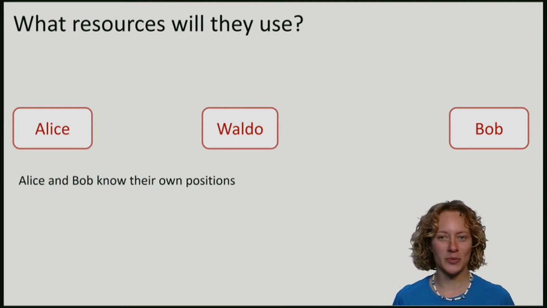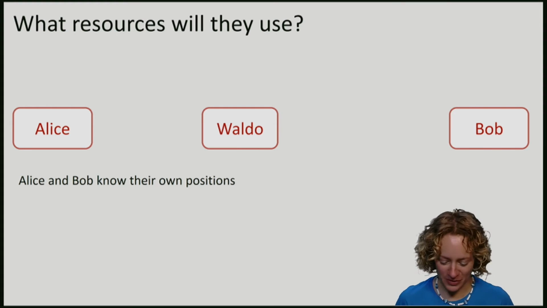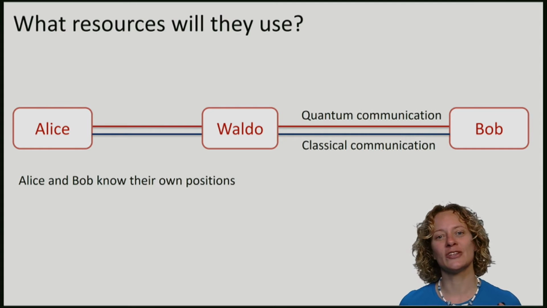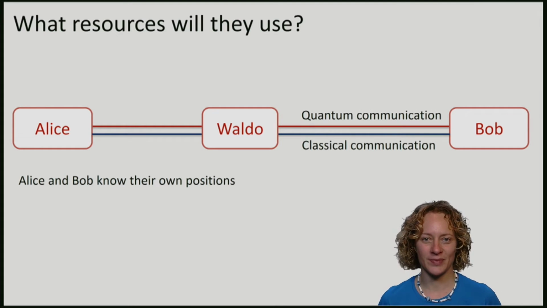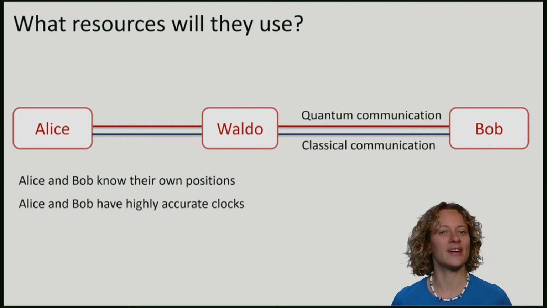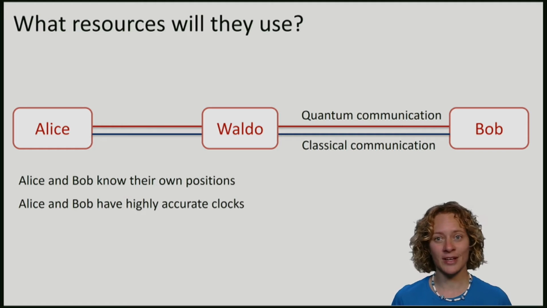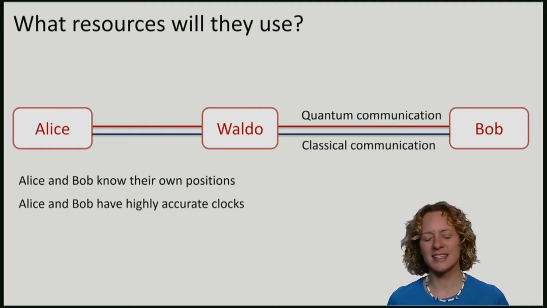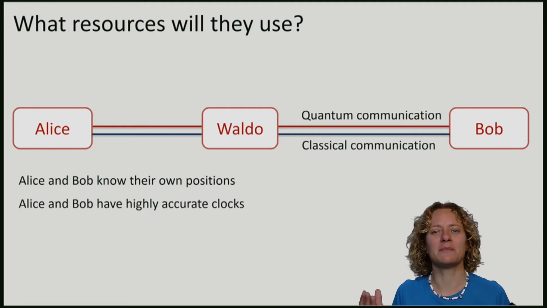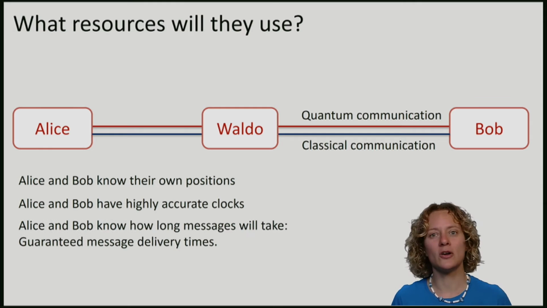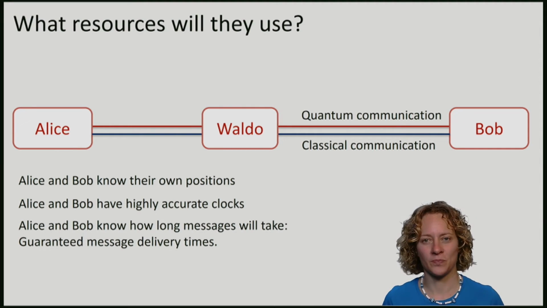To have any hope of checking on Waldo, we will also give them classical and quantum communication channels during the protocol. Alice and Bob will also have highly accurate clocks, and they can use these clocks to measure very accurately the time between sending and receiving messages, for example. Alice and Bob also know how long messages take.